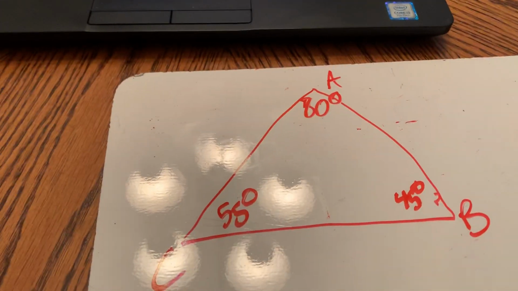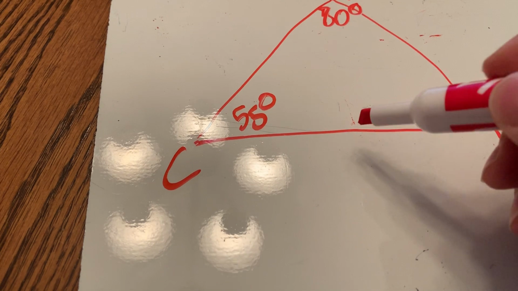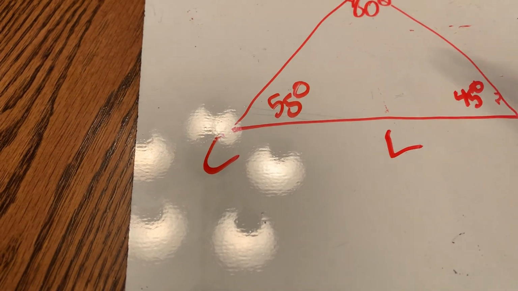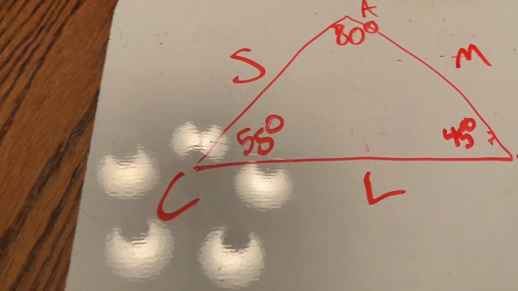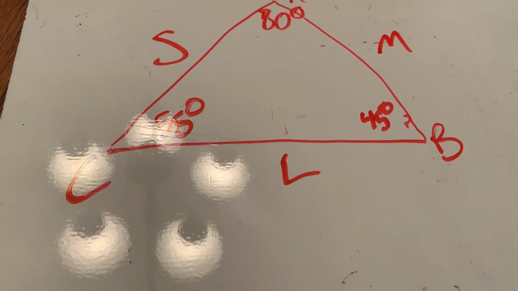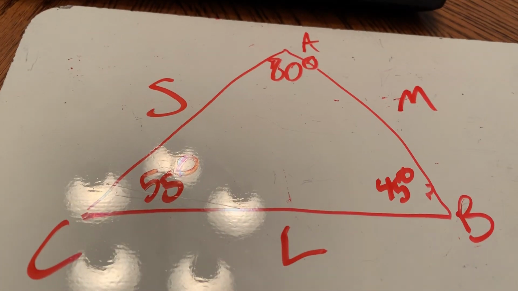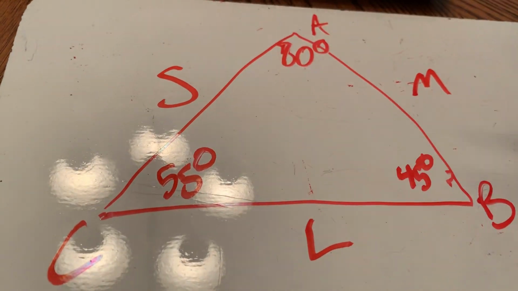So the side across from my 80-degree angle is going to be the longest side. 55 is going to be my medium side, and across from 45 is going to be my short side. So the long side is, we have it as CB, but it can be CB or BC. The middle one is AB or BA, whatever the order would be, and the long one AC or CA.